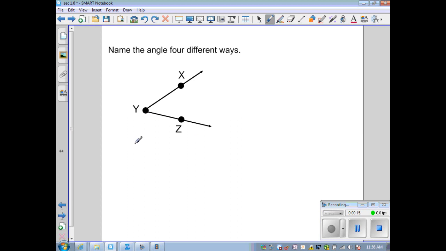I can name the angles several different ways. First, XYZ. The vertex is in the middle again. Also, ZYX. Again, the vertex is in the middle. Since this angle is all by itself, in other words, one angle associated with the vertex of Y, I can name that by its vertex, therefore, angle Y. I also could put a number associated to the angle inside of it and call this angle 1.